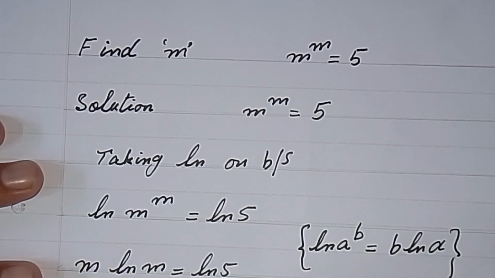Now we use e raised to the power log x is equal to x. Using this formula, we write it as e raised to the power log m times log m is equal to log 5.